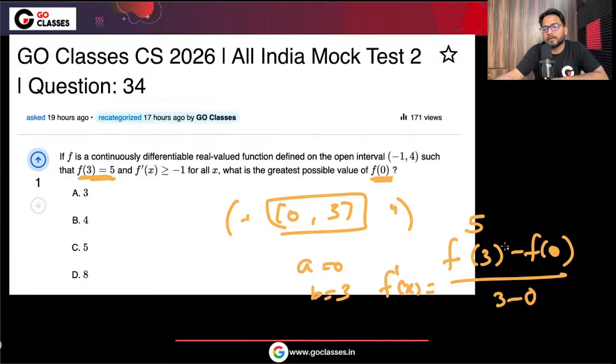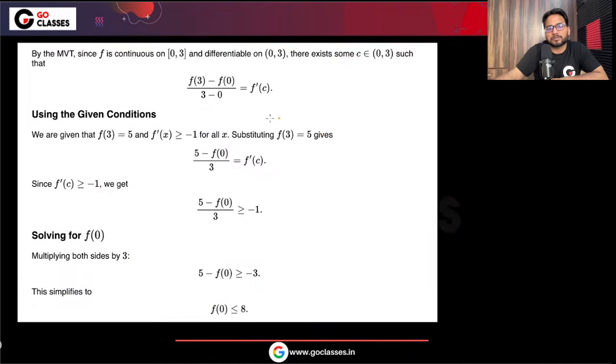Okay, so basically, let me show you the solution. So it will be 5 minus f(0) equal to f dash c. Here they are asking the greatest value of f(0). If you solve this, f(0) is always less than or equal to 8. So from here you can say the greatest value of f(0) could be 8.